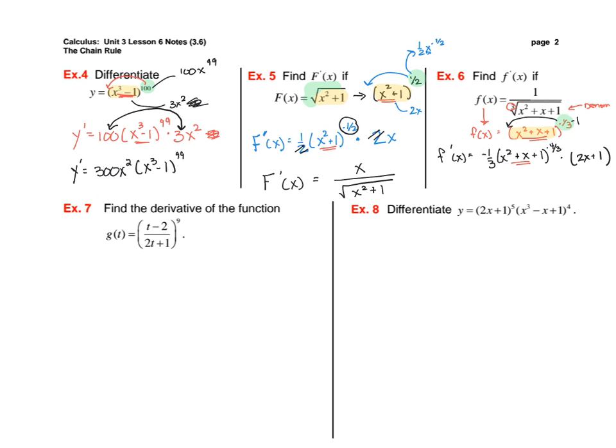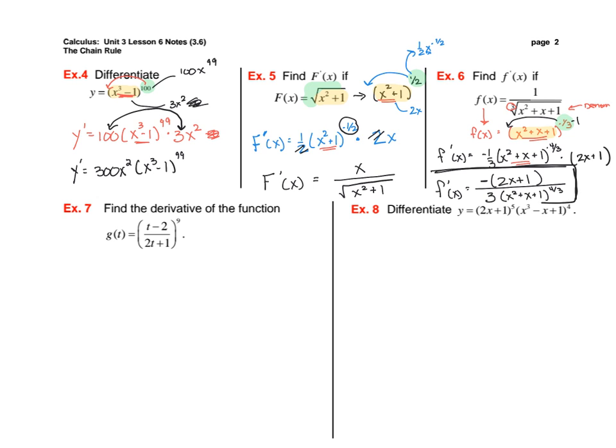And then if you want to clean this up a little bit, the 2x plus 1 is in the numerator. The negative is in the numerator. The 3 is in the denominator. And the x squared plus x plus 1 to the 4/3 is also in the denominator because of the negative exponent.